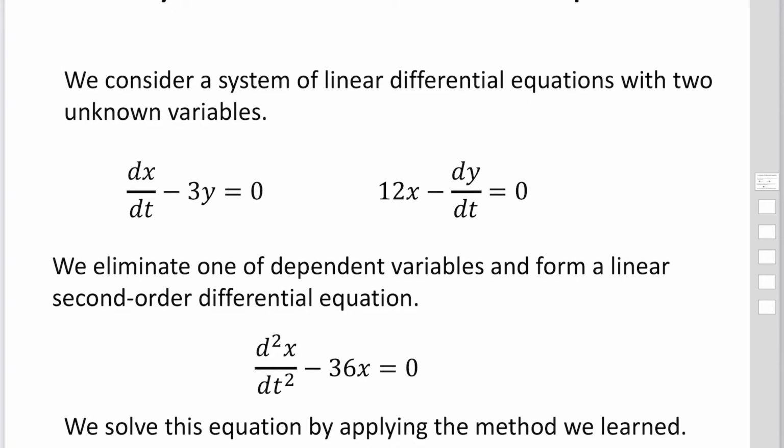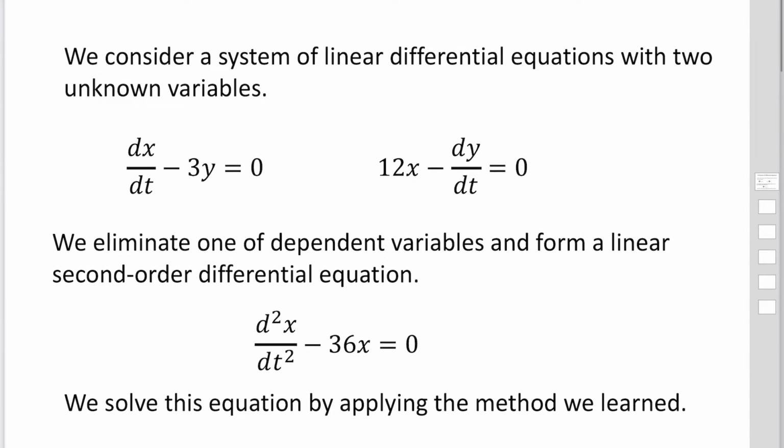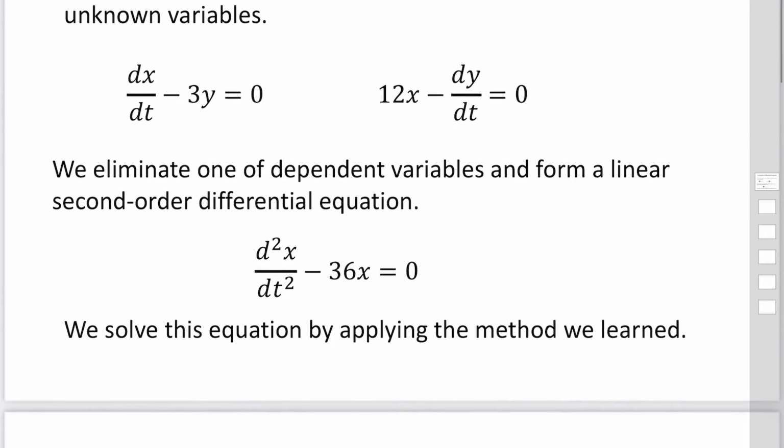We consider a system of linear differential equations with two unknown dependent variables, x and y. So we have two equations: dx/dt minus 3y equals 0, and 12x minus dy/dt equals 0. We can eliminate one of the dependent variables and form a linear second-order differential equation. I'd like to show you how to get this equation.